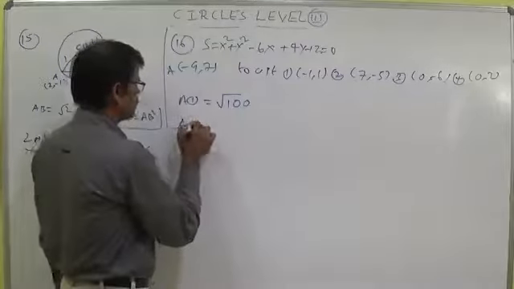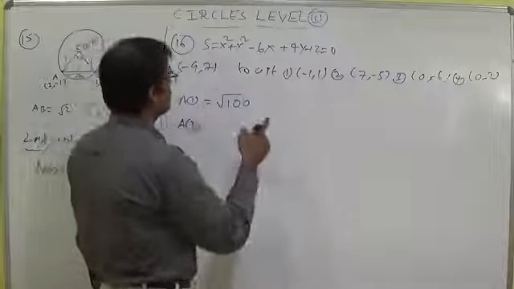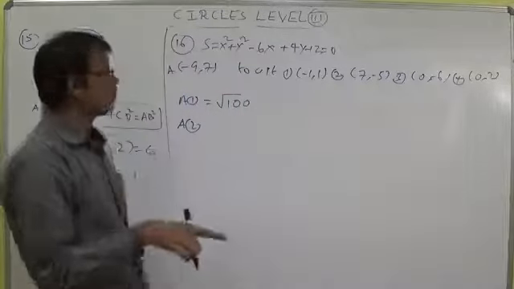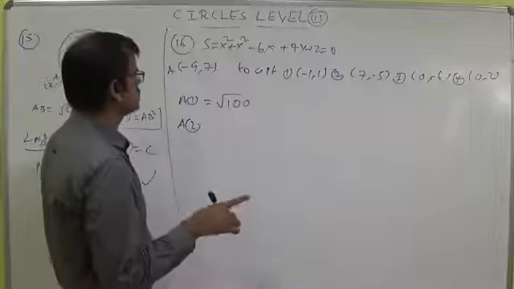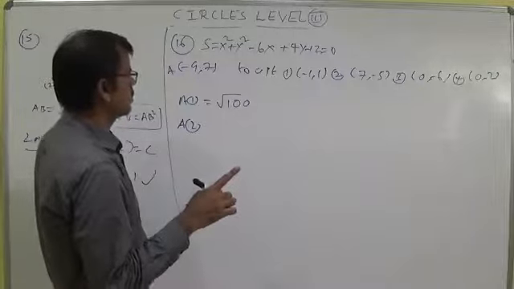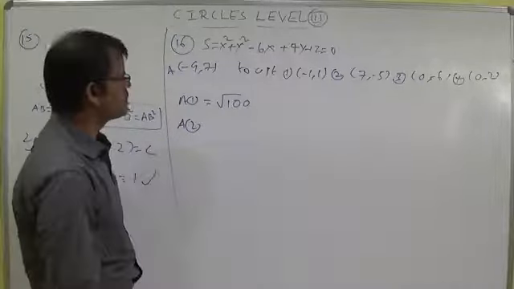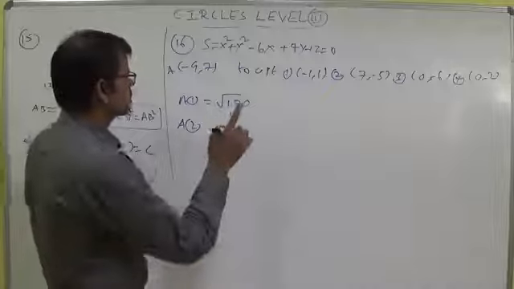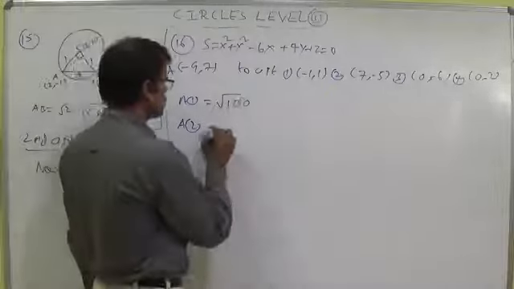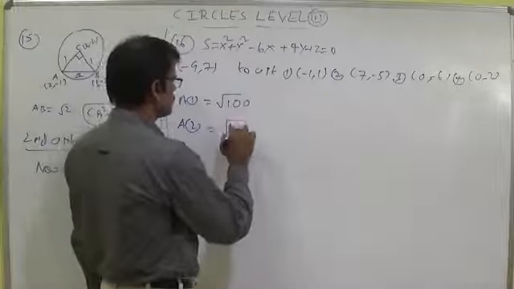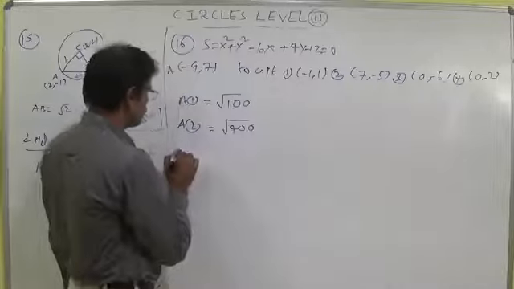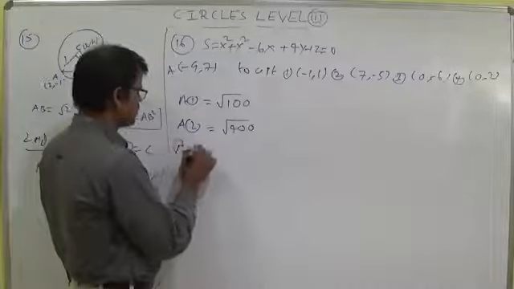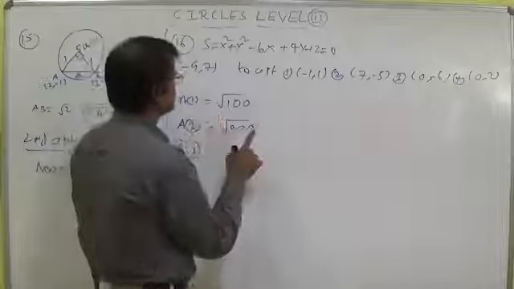Next A2, so the distance from this one to A. (-9 - 7) whole square, so it is -16, 256, plus (7 + 5), 12, so 144. 256 plus 144 is equal to 400. Root 400. Now A3. A3 is -9, this is 81.